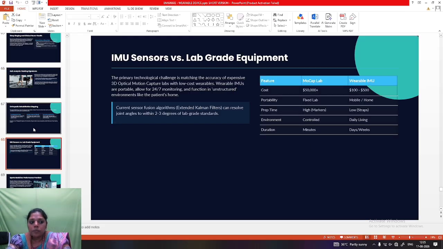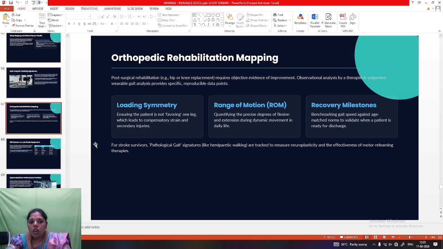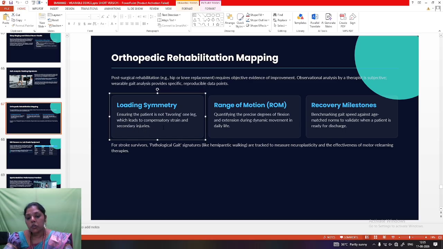Next one is orthopedic rehabilitation mapping. Post-surgical rehabilitation requires objective evidence of improvement: loading symmetry, range of motion, recovery milestones. Loading symmetry ensures the patient is not favoring one leg, which would compensate and strain to cause secondary injuries.